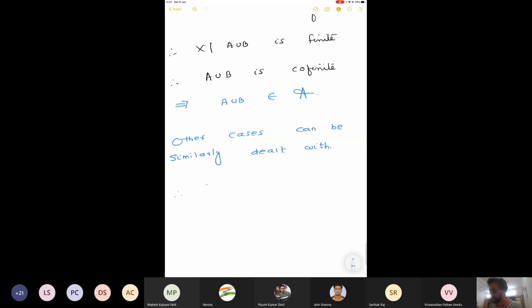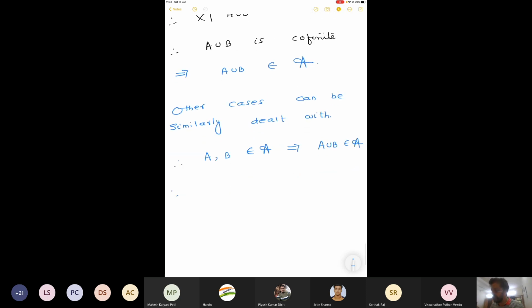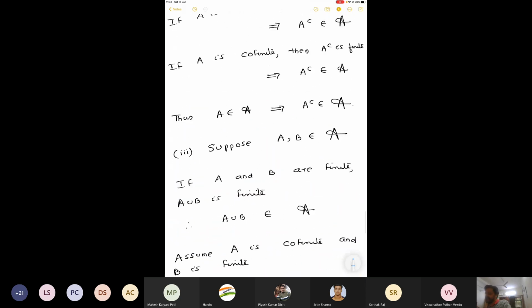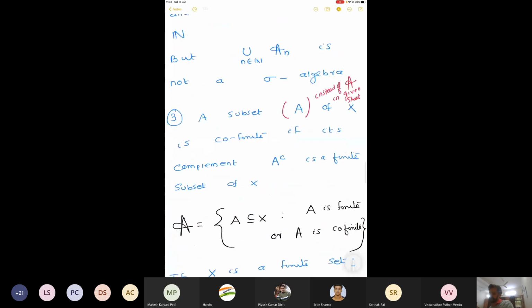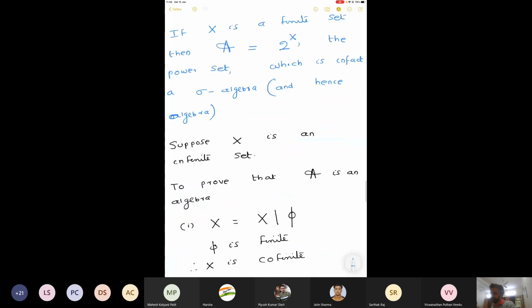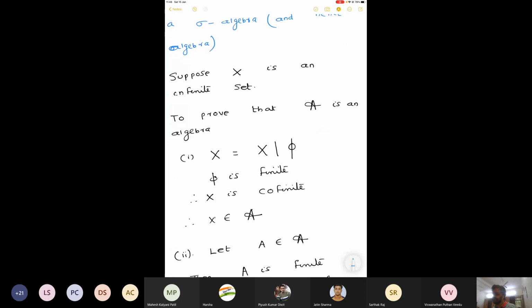Therefore, what did you prove? A, B in script A implies the union A union B is in script A. So script A satisfies all the three conditions. Therefore, script A is an algebra. What was script A? The collection of finite and cofinite subsets of an infinite set. Now the B part.